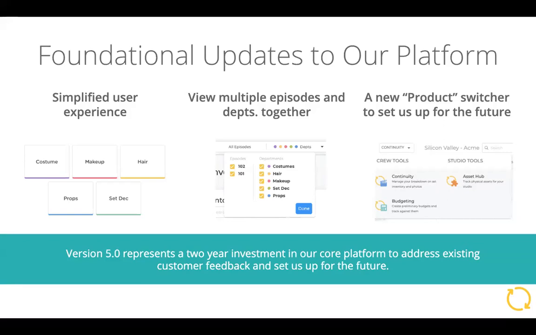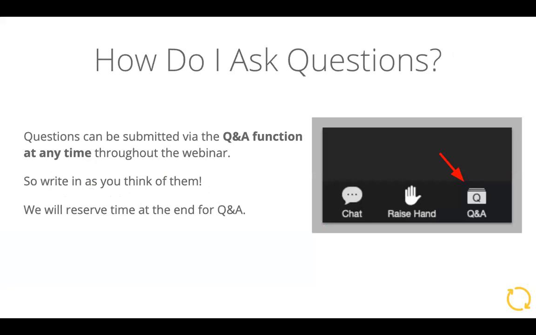And you'll notice a new product switcher. This will help you easily and seamlessly navigate between the continuity and budgeting workflows, as well as jump into our Asset Hub product.